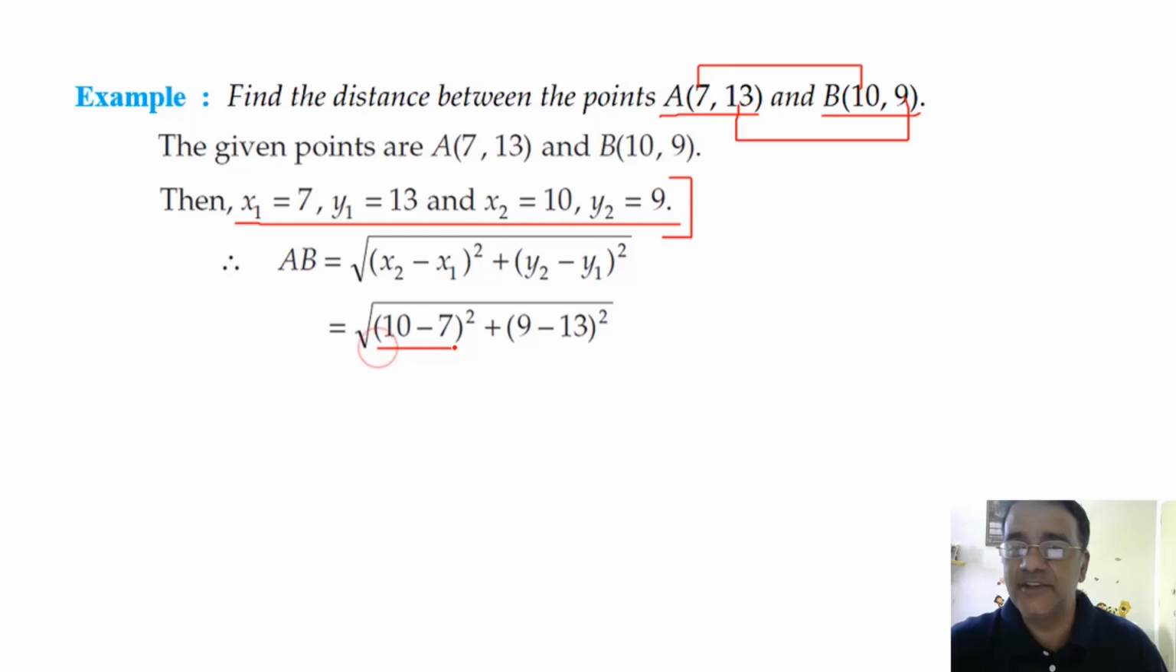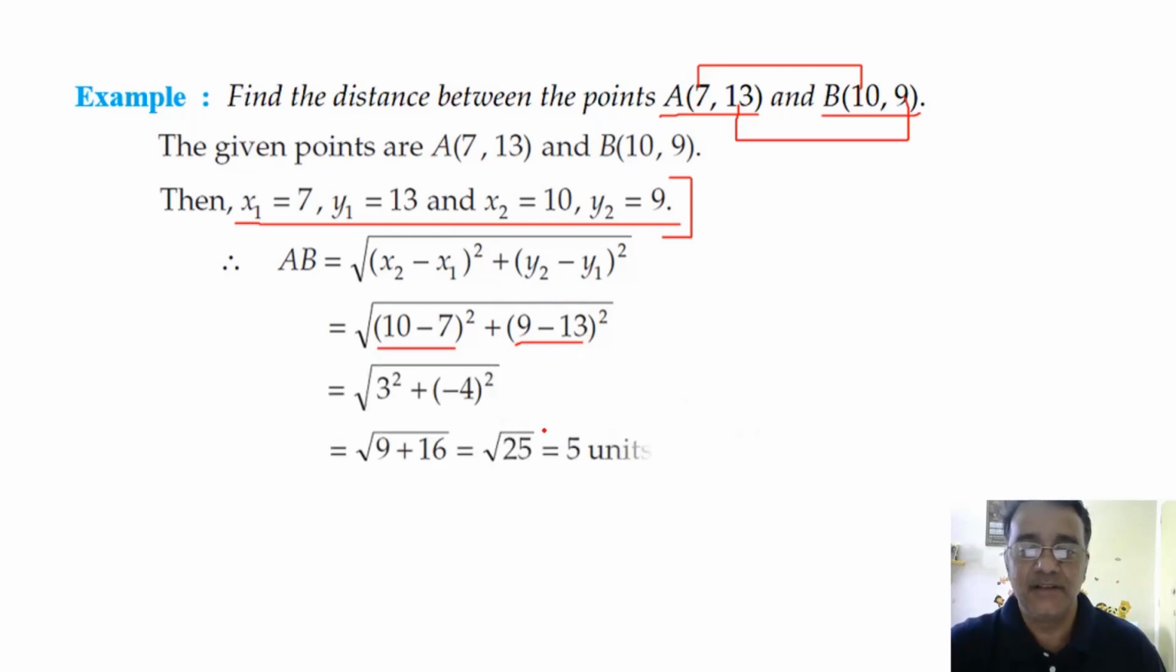So this will become 3 square and this will become minus 4 square. 3 square will become 9. And what about this one? 16, right. So 9 plus 16 is 25 and square root of 25 is 5 units. Any doubt in this question? No, sir. Okay.